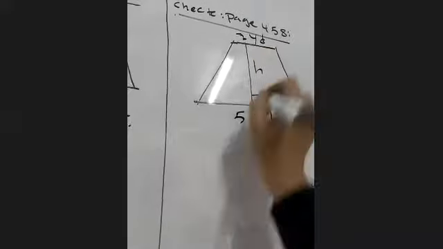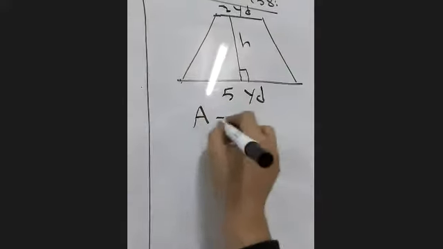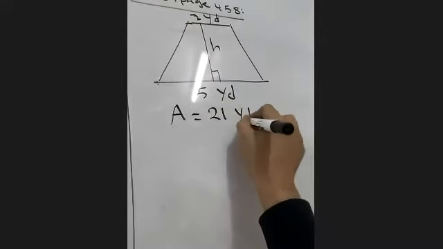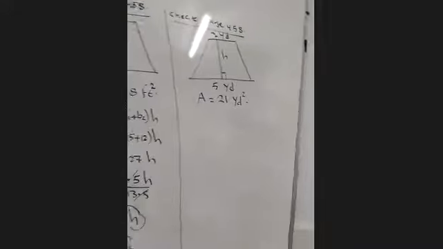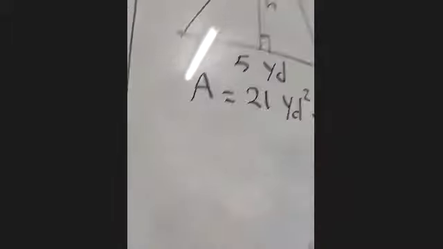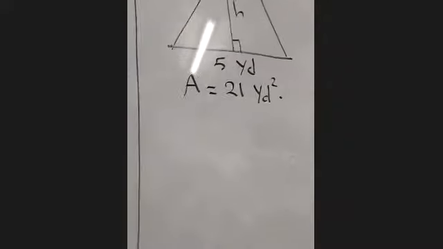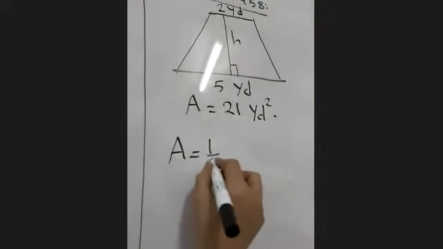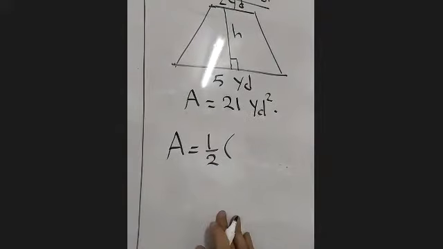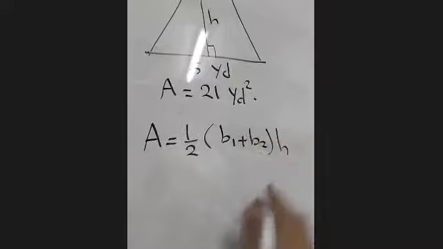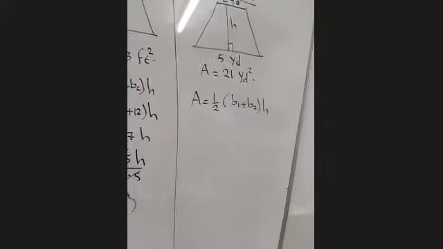And this we call height. And the area is given how much? 21 yards squared. Good. So up we have 2 yards, down we have 5 yards, and the height is missing, and the area is given. Now, the first step: write the formula. A equals half, parentheses, B1 plus B2, close the parentheses, multiply height H.